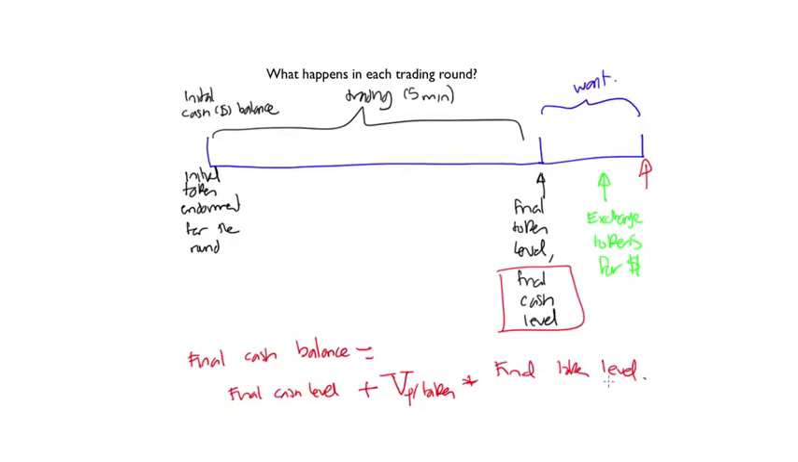So let me give you an example. Let's suppose that you start with $100. You start with no tokens, but during this period you buy one token for $10. Then your final token level is 1. Your final cash level is 90 because you have to pay for that token. And your final cash balance after the exchange is going to be equal to 90 plus your value times 1. Okay?